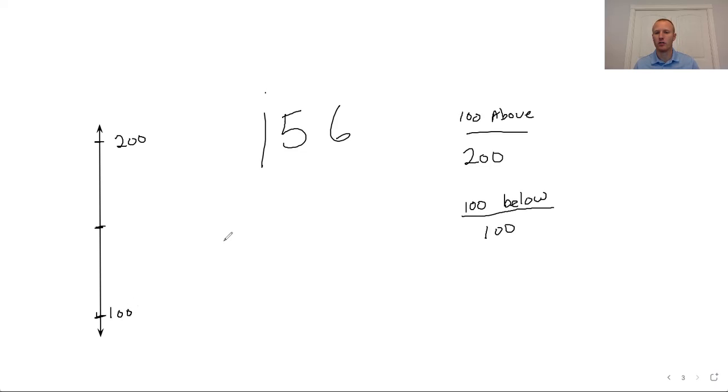It can only be between 100 and 200. The halfway point is 150. And 156 is right near that. So when we're rounding to the nearest 100, I look at the tens place. And if it's a 5, 6, 7, 8, or 9, I round up. If it's a 4, 3, 2, 1, or 0, I round down. For the purposes of rounding to 100, the ones place doesn't matter at all. All that matters is what is the tens place. So if the tens place is a 5, 6, 7, 8, or 9, I round up, and in this case it is. So 156 rounds up to 200.